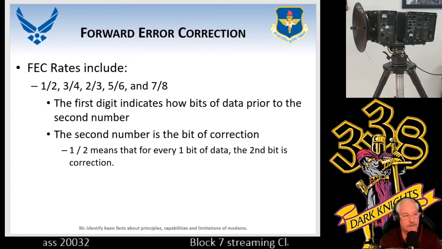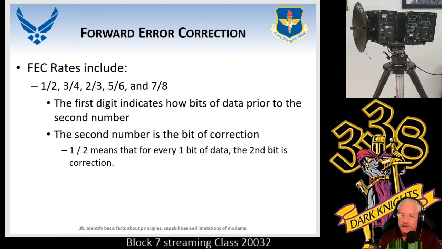Pretty ingenious. What we are going to do is keep it simple by looking at the forward error correction rates. You'll see that the first number says 1/2 or a half, whatever you want to call it. And the easiest way to picture this is you're going to send 2 bits of signal down to the distant end.